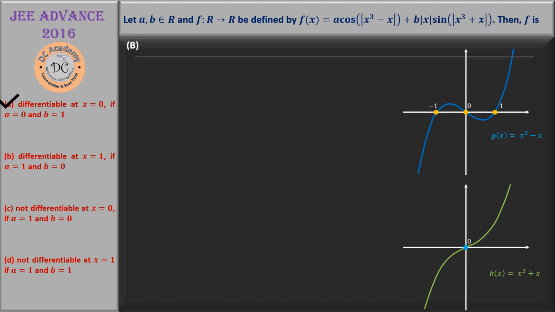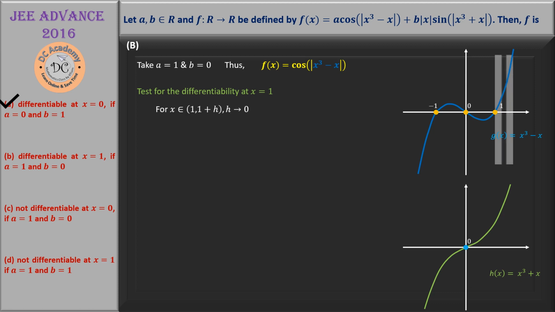So now we go ahead and test for option B. Here it says that a equal to 1, b equal to 0, and we have to test the differentiability at x equal to 1. So we take a equal to 1, b equal to 0, therefore f(x) will be equal to cos of |x cube minus x|. Now we need to test for differentiability at x equal to 1.